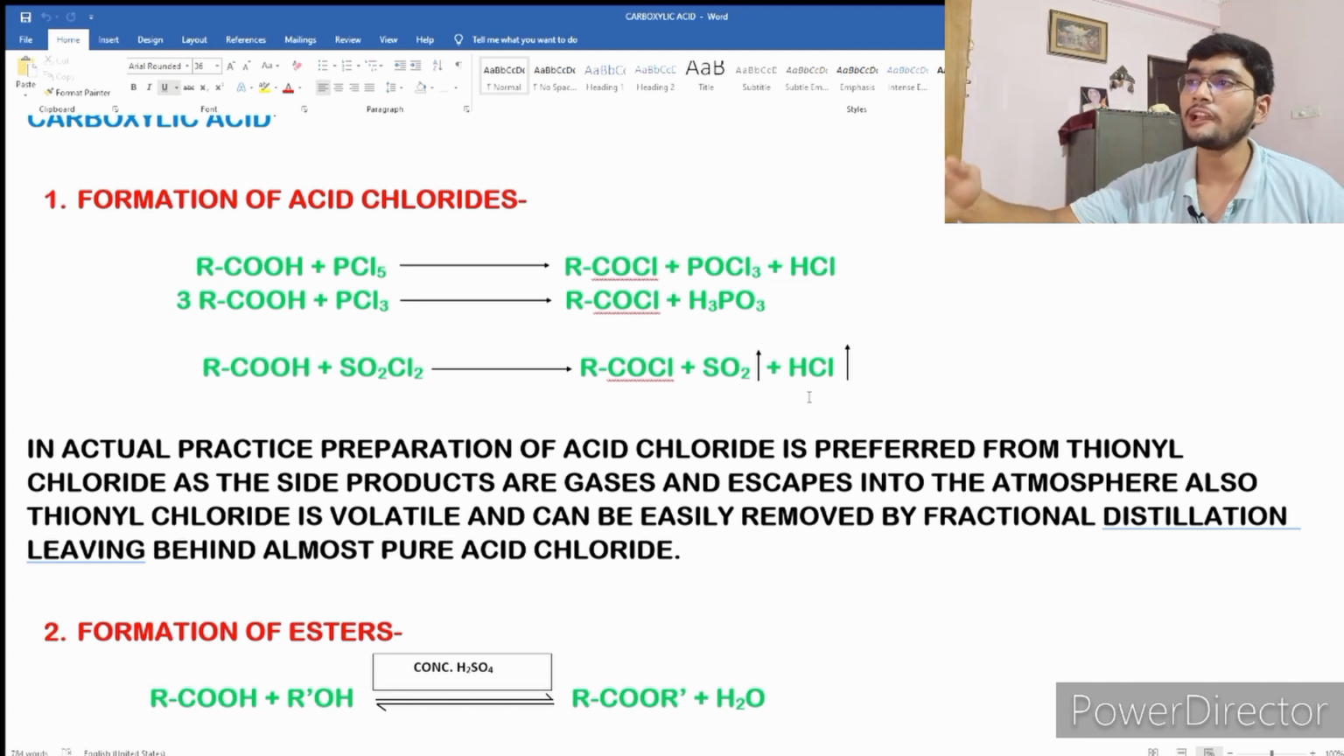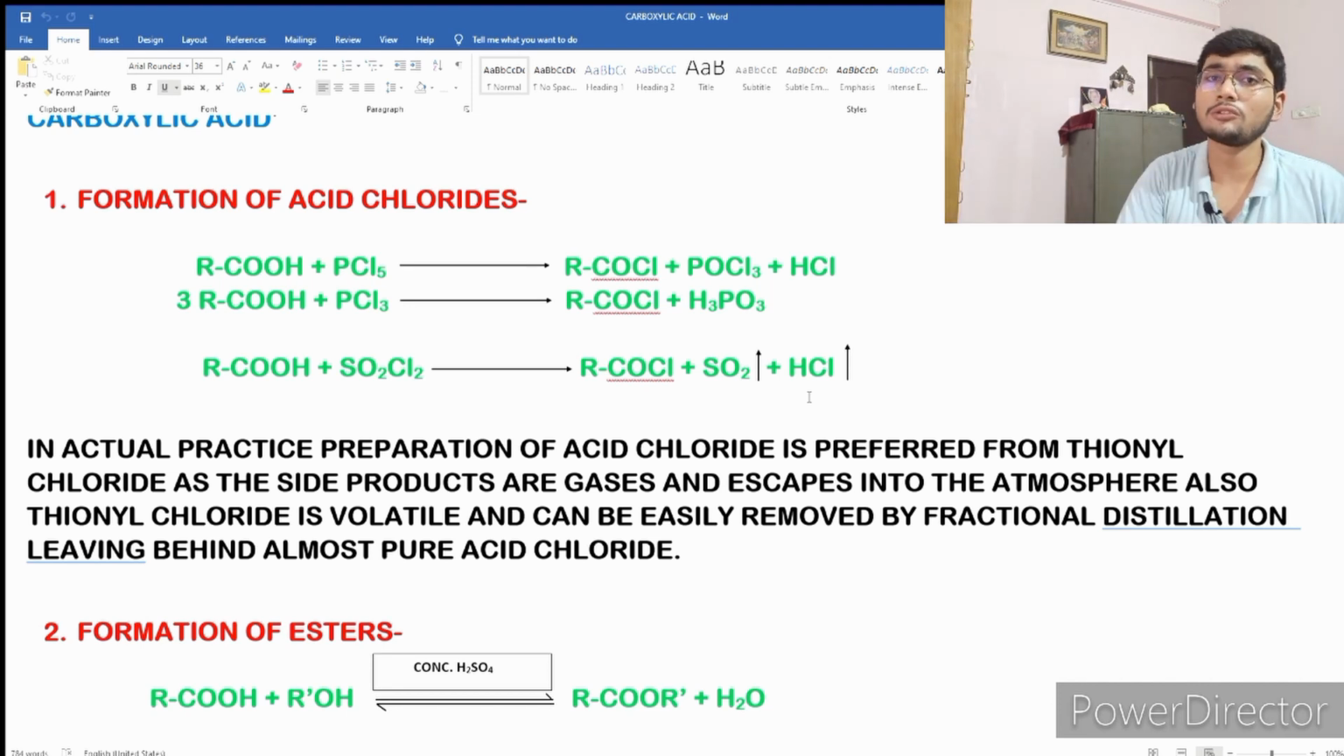This is because the side products are two gases, one is sulfur dioxide and the other is hydrogen chloride gas. When these two gases are formed, they escape into the atmosphere. Also, thionyl chloride is quite volatile in nature, so it can be separated by fractional distillation. So by doing these things, we are left with almost pure acid chloride.